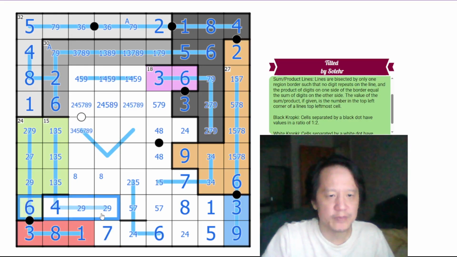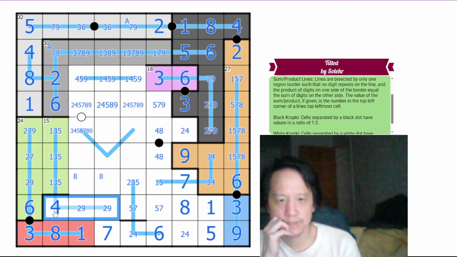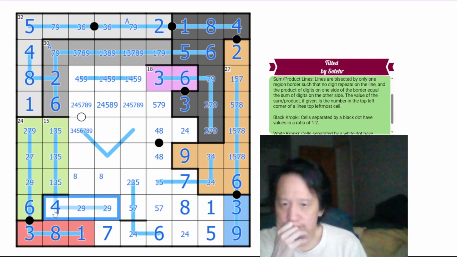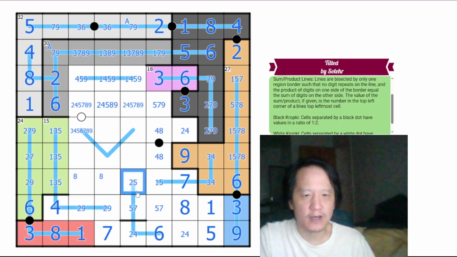Because again, it can't be 2, 6, 7 here. And you can't have 1, 3, and 5, which otherwise limits everything. So we have 4, 2, and 9. This can no longer be 3 because 3 would have to add with the 9 to add up to 12, so this multiplies to 12.